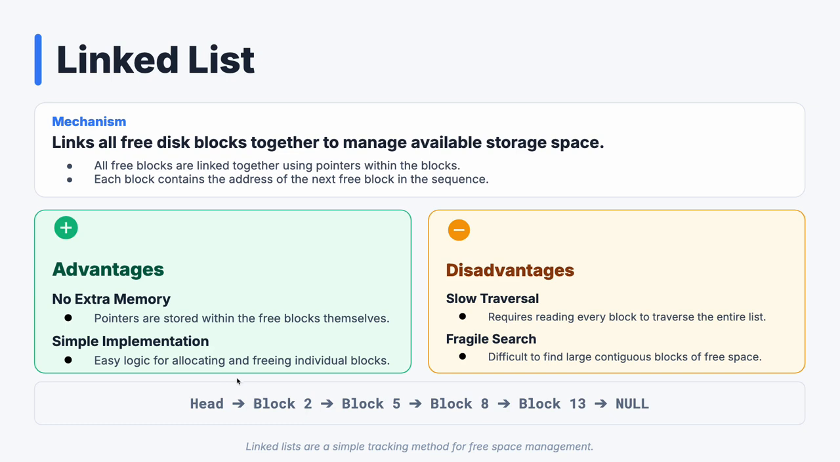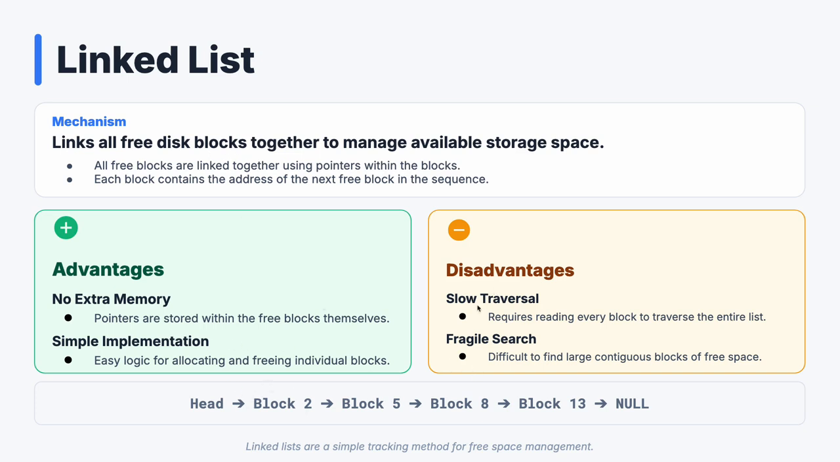Implementation is simple. But because this is a linked list, we have the disadvantages which come with a linked list, like traversal becomes slow. Search is difficult because we have to traverse them one by one. So those are the disadvantages of using a linked list.